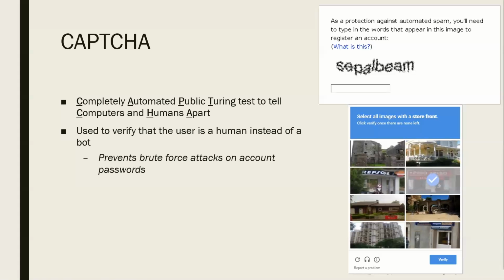So a computer system, for example, may try to log into a website by trying many possible passwords. So the owner of a website may want to verify that a person trying to log in is in fact a human and not a machine. So this is a key way to prevent brute force attacks on account passwords.